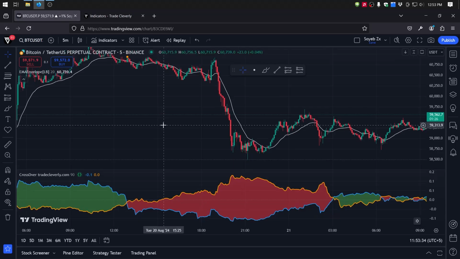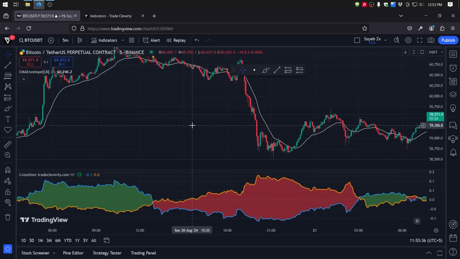So first, you can see the crossover indicator here is two colors. This is green and this is red. The green color means it's an uptrend market, and the red color means it's a downtrend market. So how can you make a decision using two-indicator confirmation?